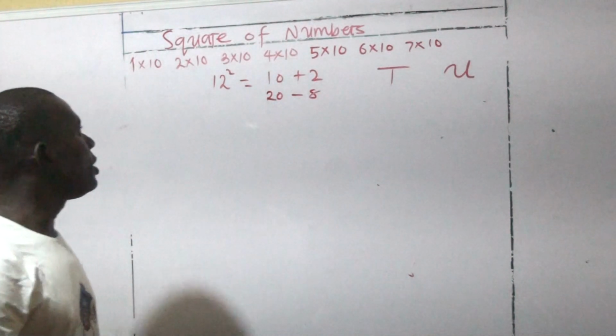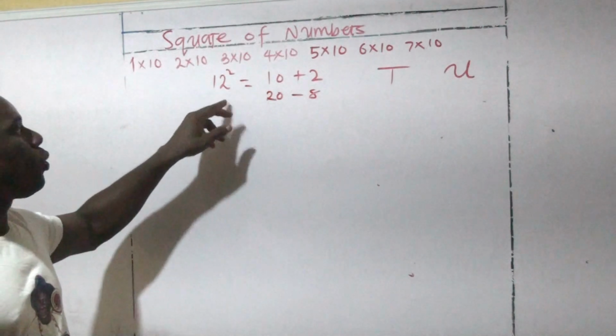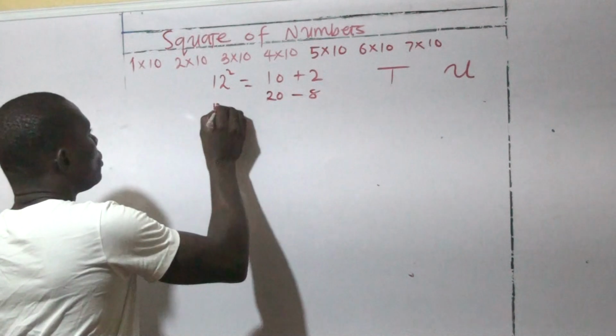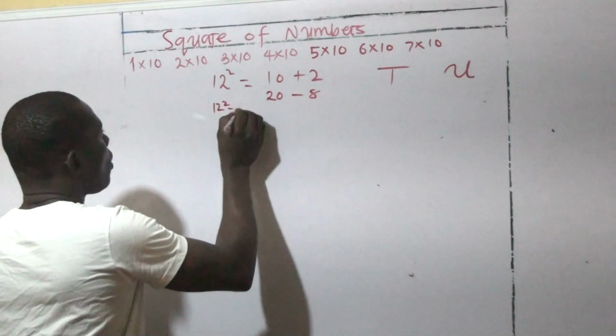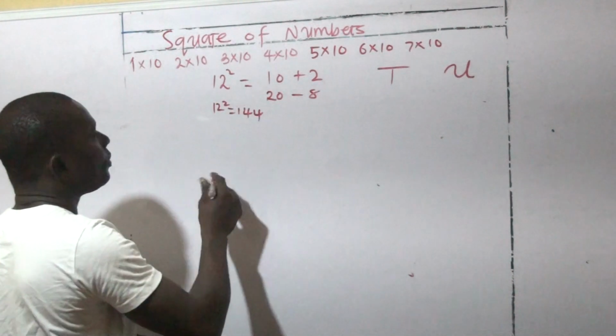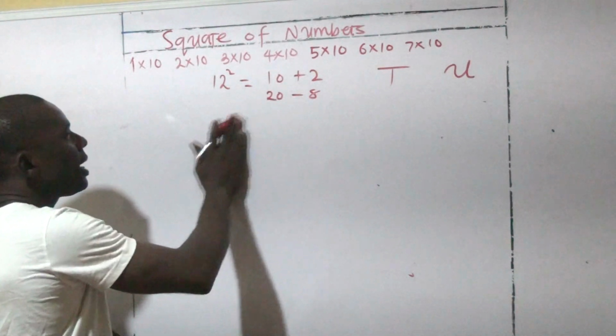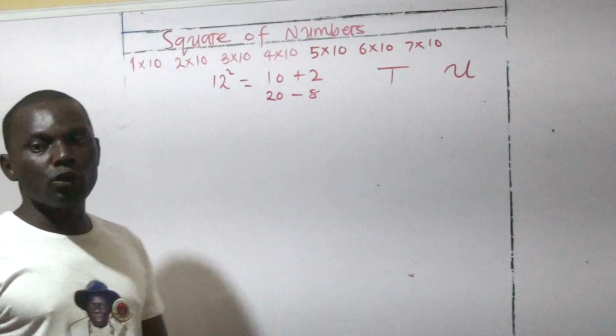Typically, 12 square will give us 144. So we already know the answer beforehand. We're going to see whether this approach will help us to get that.